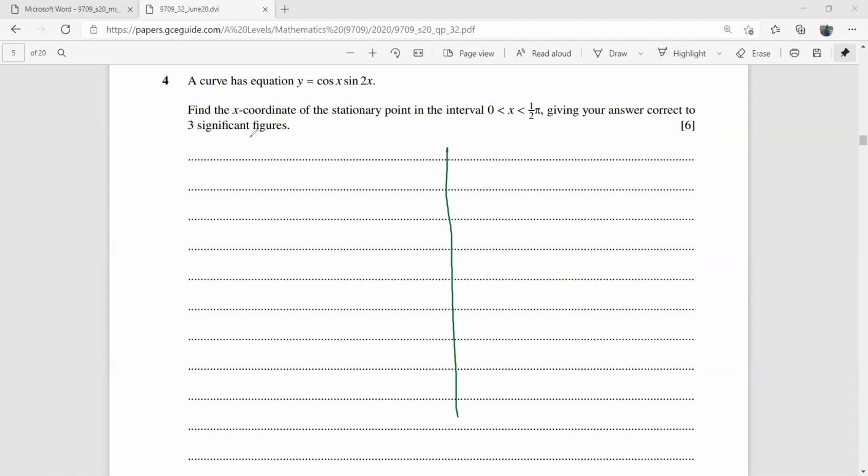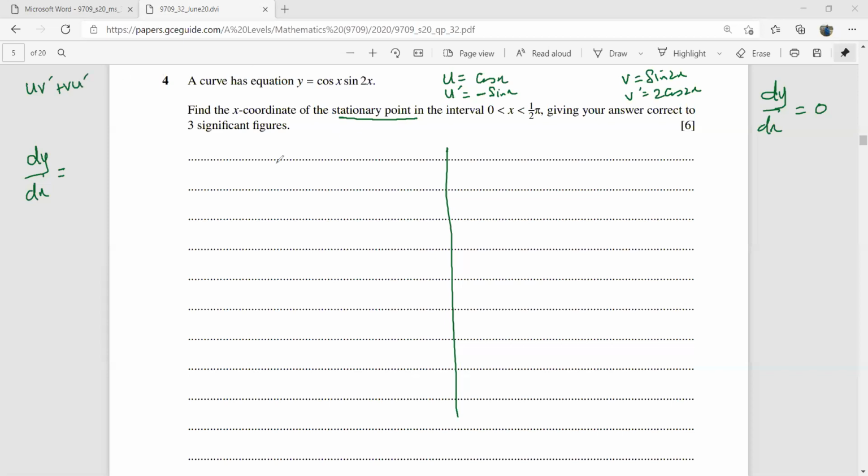So we have to be dealing with the stationary point. So one thing is in my mind that I have to put dy by dx equal to 0. So this is going to be dy by dx, and this is clearly a product situation here. Your u is cos x and your v is sine 2x. So your u dash is going to be minus sine x, and v dash is going to be 2 cos 2x. Okay, so this is uv dash and then vu dash.